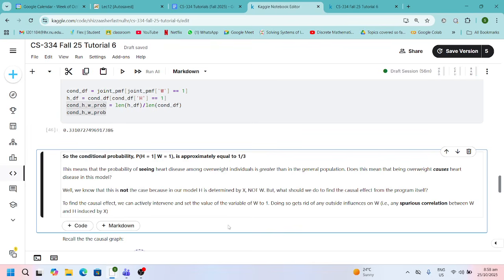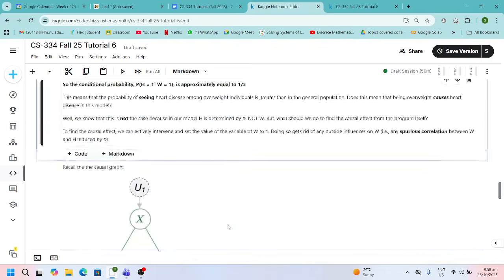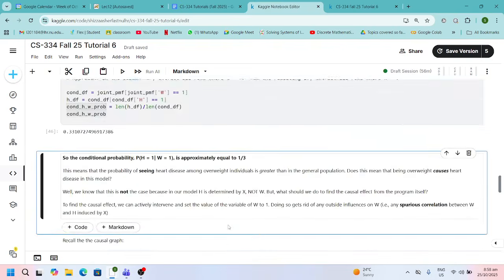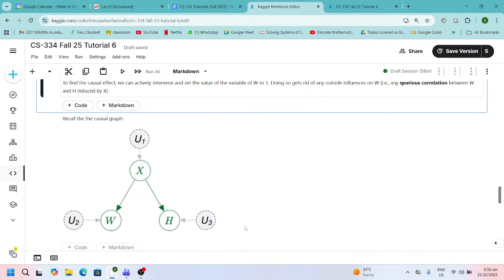This is definitely not the case in our model, which we have seen before, because oh, we don't have a graph over here. Yeah, there we go. This is our graph, which we have translated from our data generating algorithm. And in this graph we already know that W is not what is impacting H. It is X that is impacting both of them. So our data generating algorithm tells us that this is probably not true.